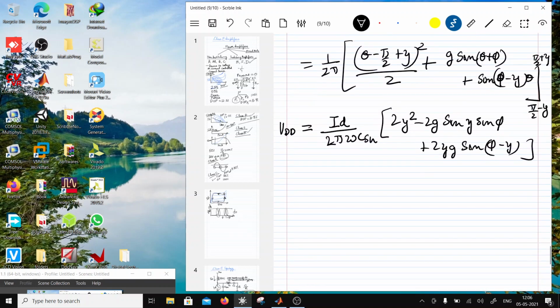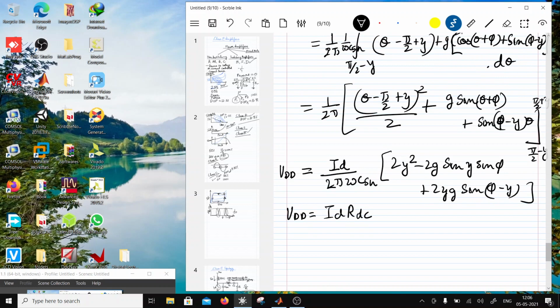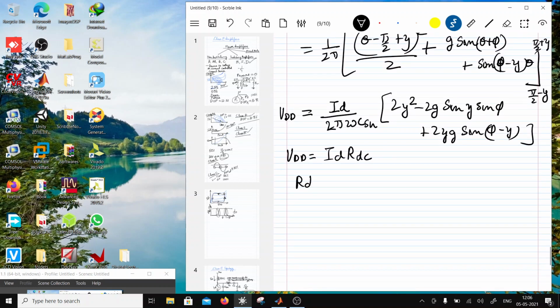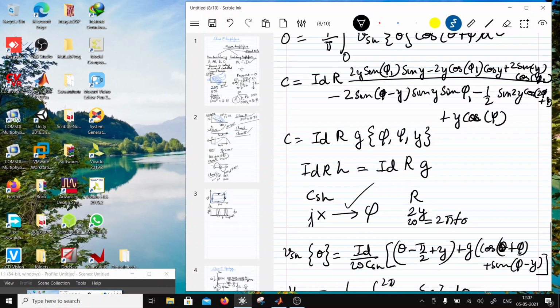Then we have V_DD equal to I_D times R_DC, right? And so R_DC would be equal to V_DD divided by I_D. So I_D we already have, right? So where is I_D?